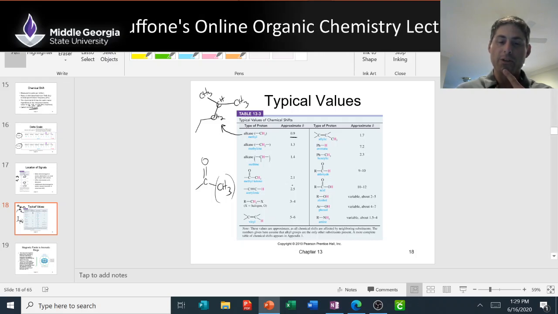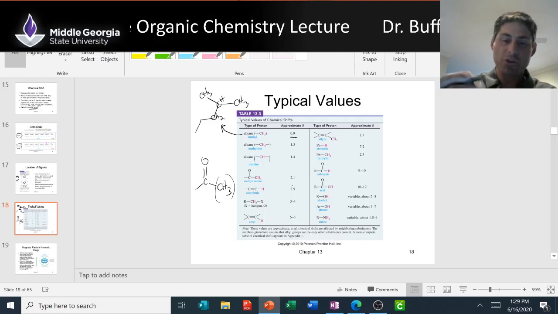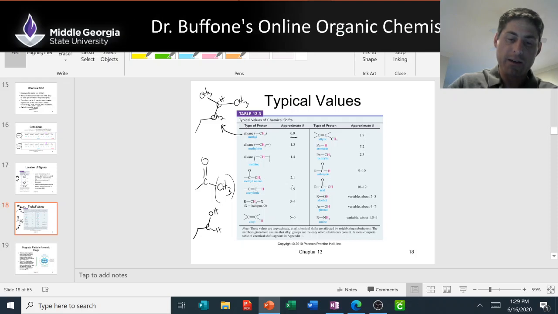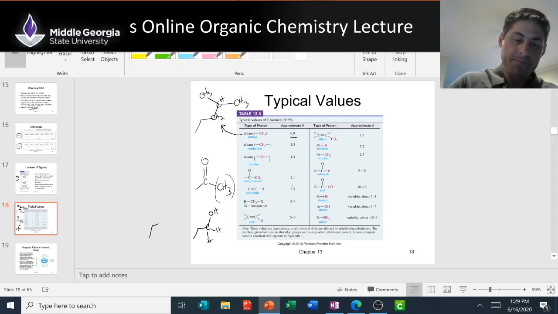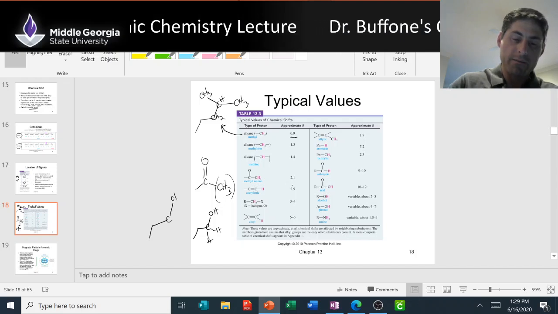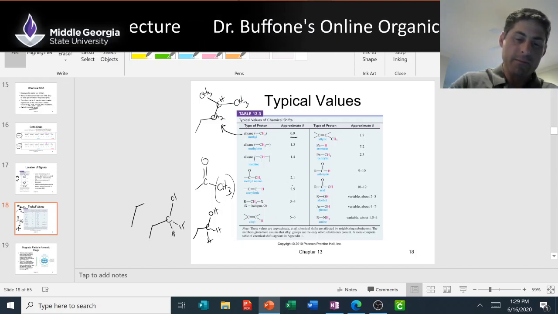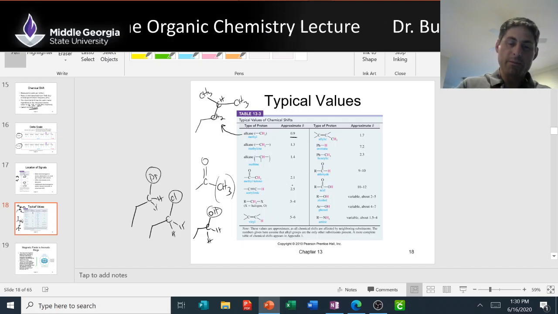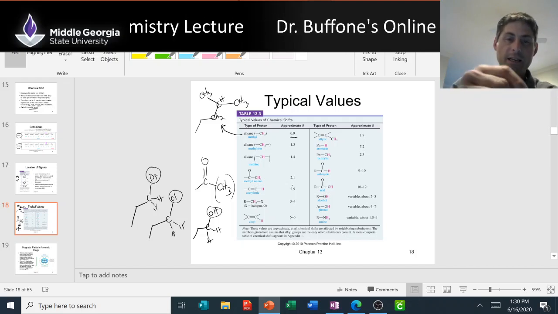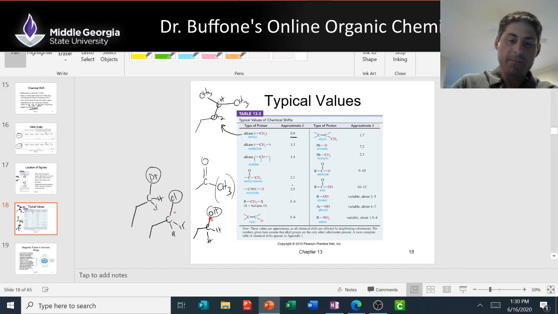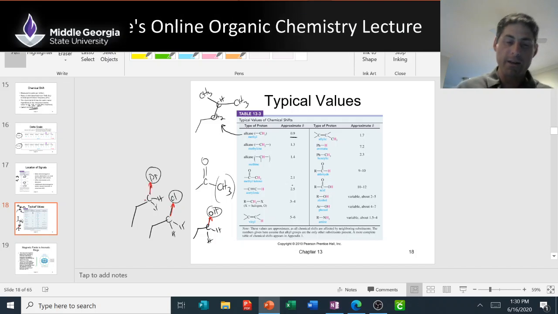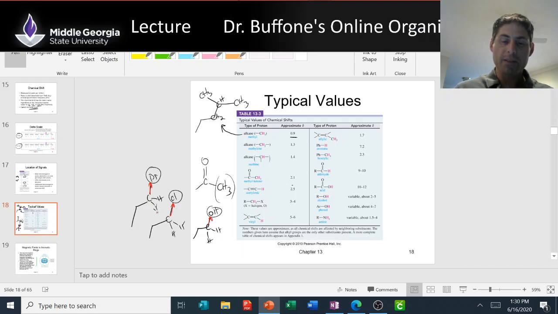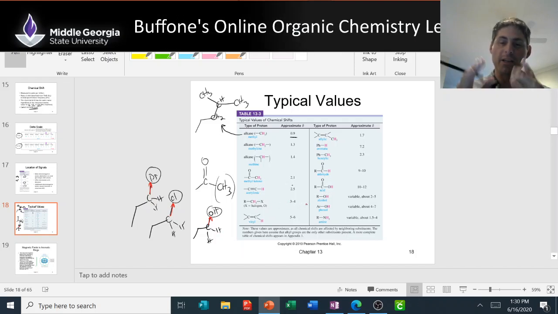If you have protons on a carbon that is attached to an oxygen, or even a chlorine or a bromine, these are electronegative groups. The oxygen, the chlorine, the bromine, they suck electron density away from the protons on the carbon that has a bond to these electronegative groups. So they become slightly deshielded, and you see that their signals range between 3 and 4.